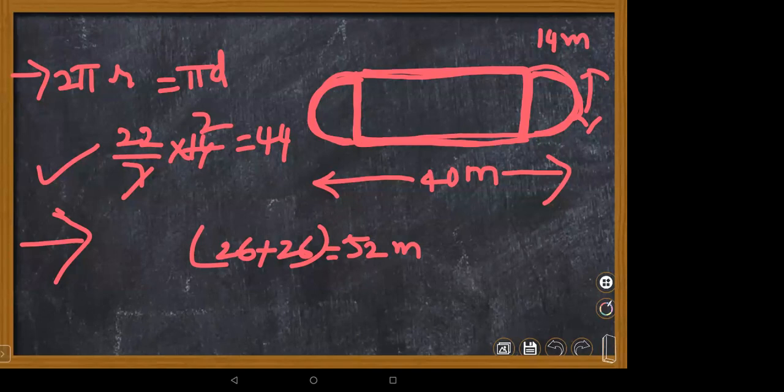Yes, ma'am. Why are they subtracting that region? Ma'am, because the whole thing is 40 without the circles included.